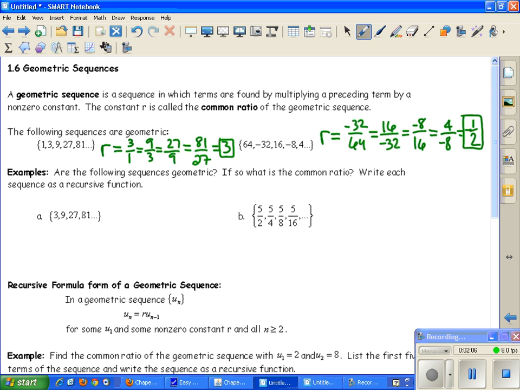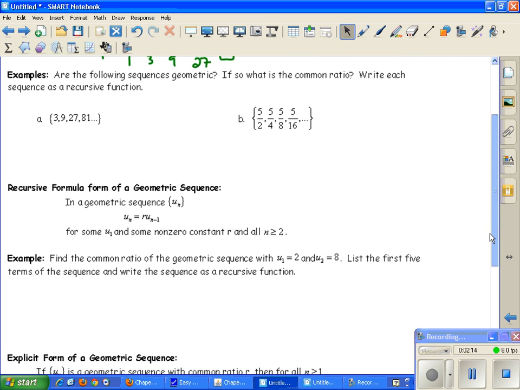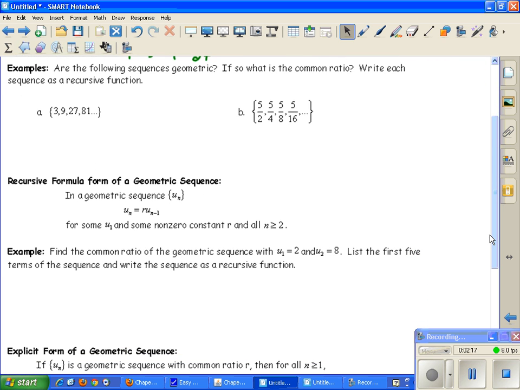So then, because of that, we can go ahead and write this in a recursive formula. Just like the recursive formula for arithmetic sequences, for geometric sequences we have kind of the same thing. So the recursive formula for a geometric sequence: u sub n, the nth term, is equal to your common ratio times the previous term. And don't forget that you also have to state what your first term is.